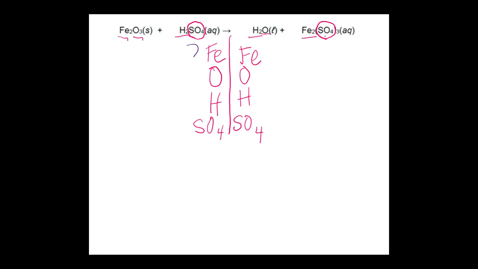Okay, on the left I have 2 irons, 3 oxygens, 2 H's, and 1 SO4. And on the right I have 2 H's, 1 O, 2 irons, and 3 SO4s. I'm going to go top down, and we can see, let's see here, my irons are good.